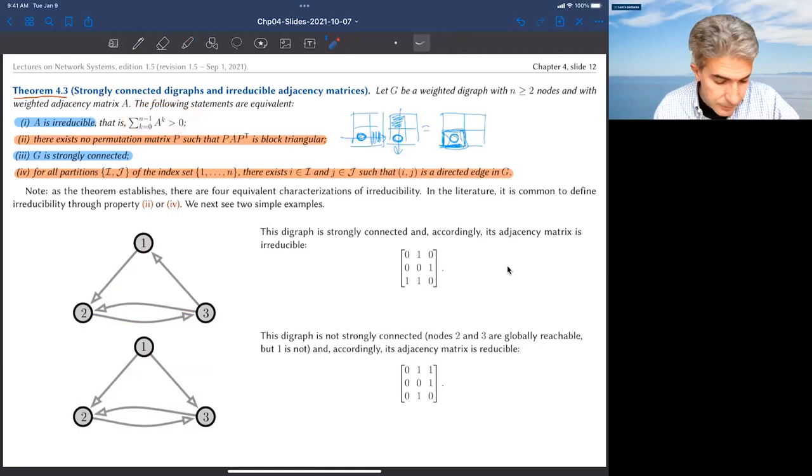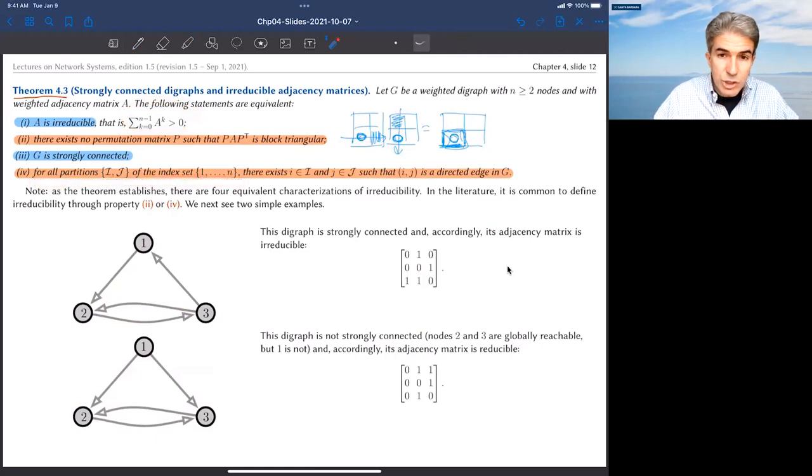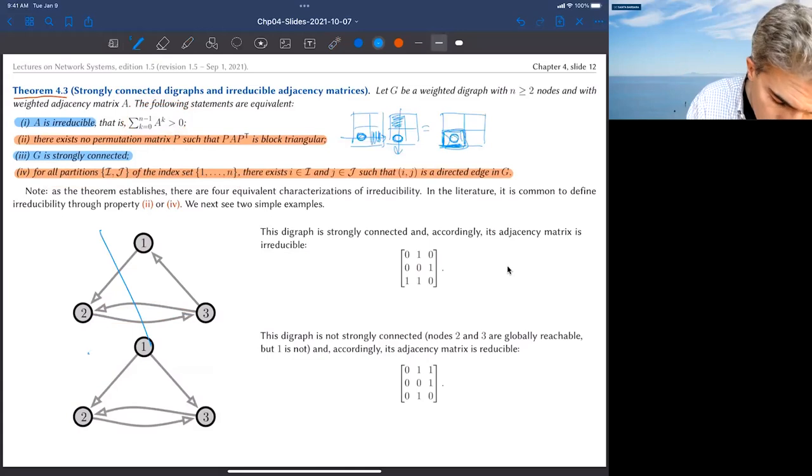The fourth statement is very interesting. The fourth statement is that your graph is strongly connected if and only if, no matter how you partition the nodes, for all partitions of the index set, you put, for example, nodes 1, 3, and 5 on the left, and the nodes 2 and 4 on the right. No matter how you partition the nodes, and you look at the cut through the edges, there are always edges going from left to right and edges going from right to left. So no matter how you cut these edges, you can always find edges going in both directions.